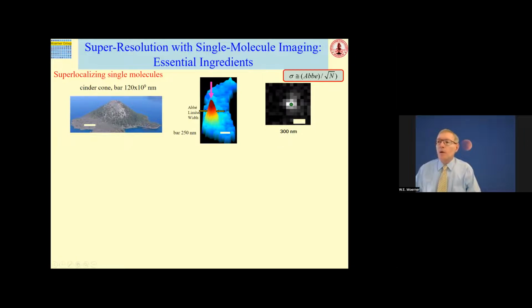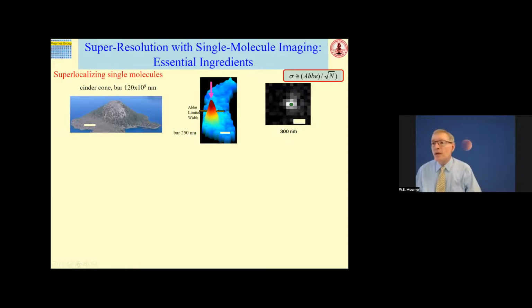So with a molecule that's sufficiently bright, let's say I got 10,000 photons, then I can go a factor of 100 below that diffraction limit, down to a few nanometers in terms of my knowledge of the position of the molecule. That's super localization, and that's the first key concept. But this by itself only works for separated molecules, molecules that are far apart so that you can do this fitting.